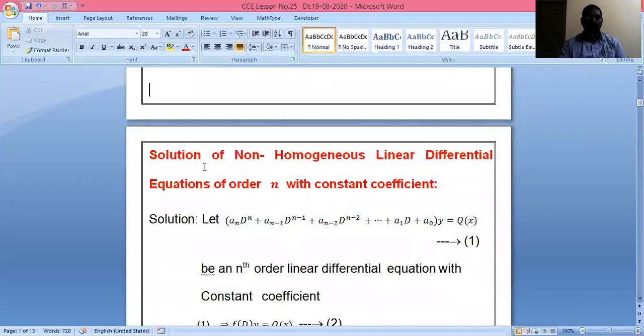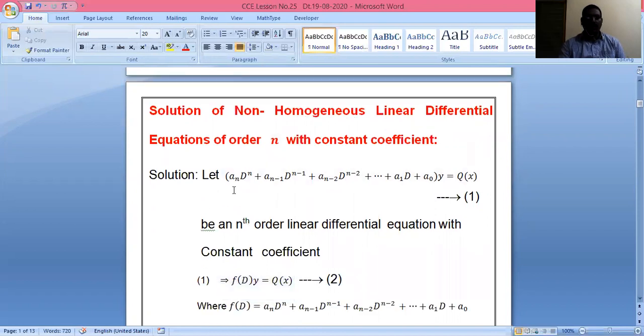Now, solutions of non-homogeneous linear differential equations of order n with constant coefficients. Let a_n D^n + a_(n-1) D^(n-1) + a_(n-2) D^(n-2) + and so on up to a_1 D + a_0, into y = Q(x). Let this equation be 1, be an nth order linear differential equation with constant coefficients.